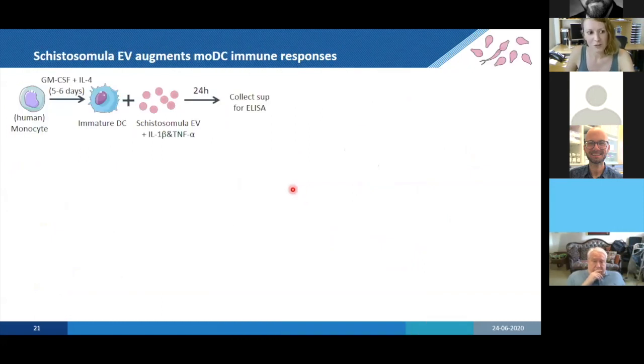So next, of course, we would like to know what the immunological consequences of this interaction are, and what happens if you add the EVs to these cells. For that, we stimulated the immature dendritic cells with the EVs for 24 hours in the presence of IL-1 beta and TNF-alpha. If we didn't add these, we could hardly detect any cytokines, and we chose these cytokines because they are also present during schistosome infection. Then we collected supernatant for ELISA.